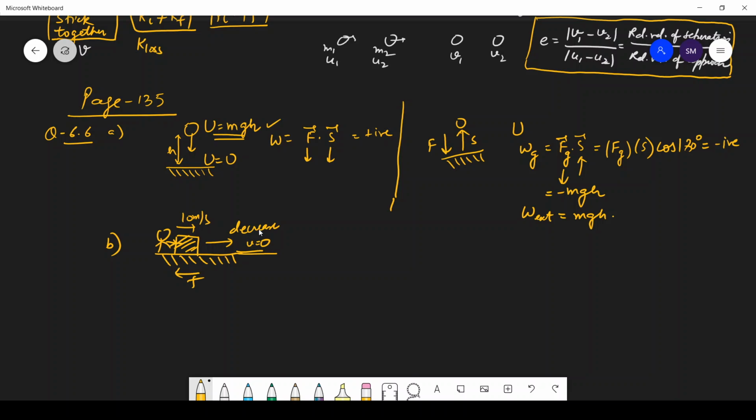What is this body losing? Kinetic energy or potential energy? Kinetic energy. Yes, so it is losing the kinetic energy. So kinetic energy decreases. So there is kinetic energy loss.